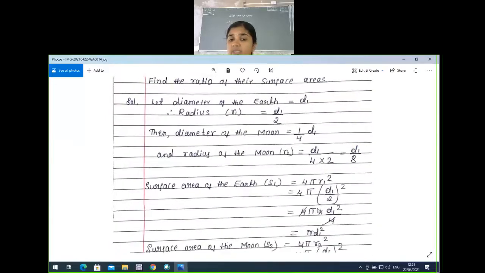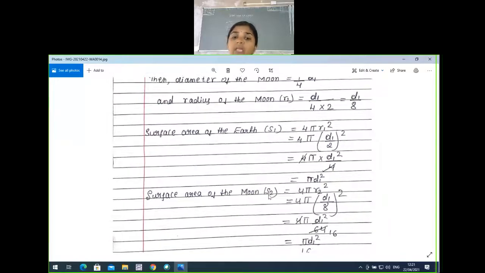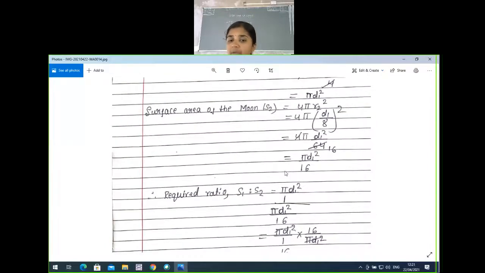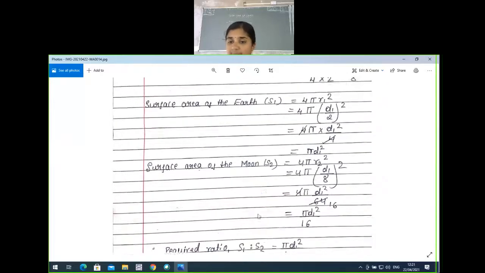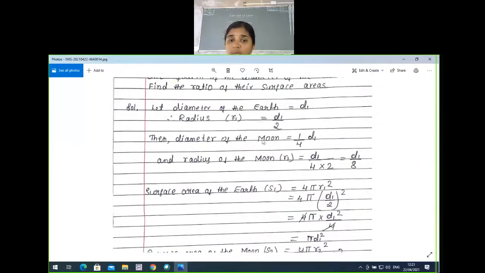Then the surface area of the earth we have to find out. Then the surface area of the moon we have to find out. Then we have to find out the ratio of earth and moon. So 16 by 1, that is 16 is to 1 is the answer for this question. This is about the 8th problem. Now let us move on to the 9th question.